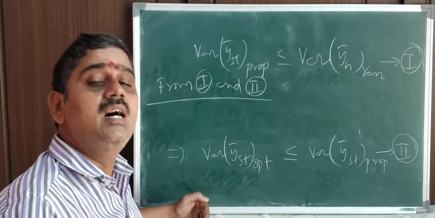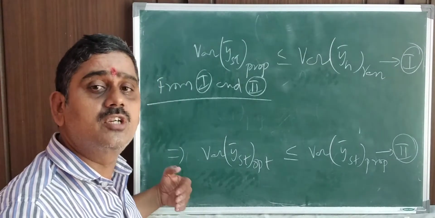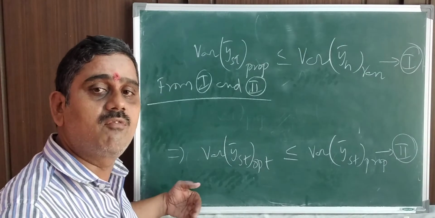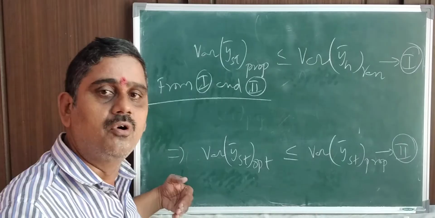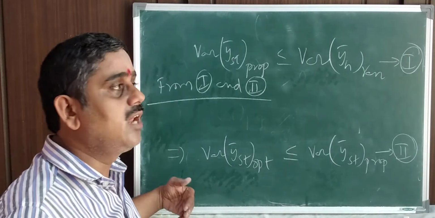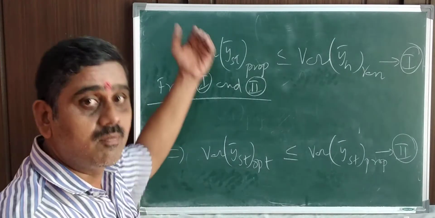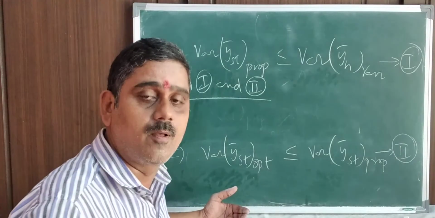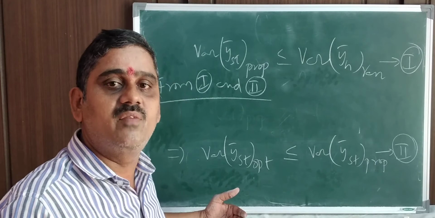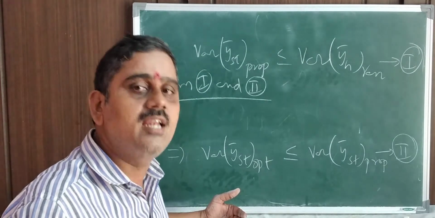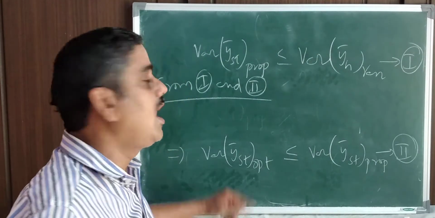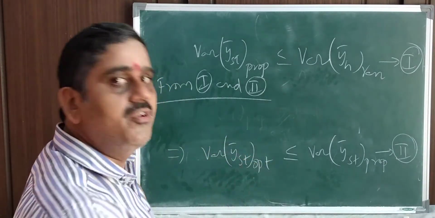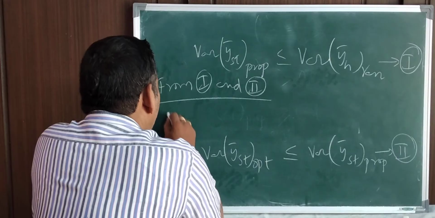So in the examination, if they ask the question, the variance of y bar st optimum is less than or equal to variance of y bar st proportional, which is less than or equal to variance of y bar n random, then you have to do the procedure from the previous class. You have to start the procedure of the previous class, the established relation between random and proportional, and then optimum and proportional, and then we have to give your conclusion of that.